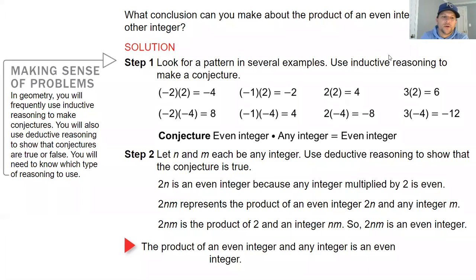So one thing that you're going to frequently use inductive reasoning for is to make conjectures. You could also be using deductive reasoning to show whether they're true or false, but you're going to need to know which type of reasoning to use. So again, inductive reasoning is to find conjectures. Deductive reasoning is looking at concrete examples.